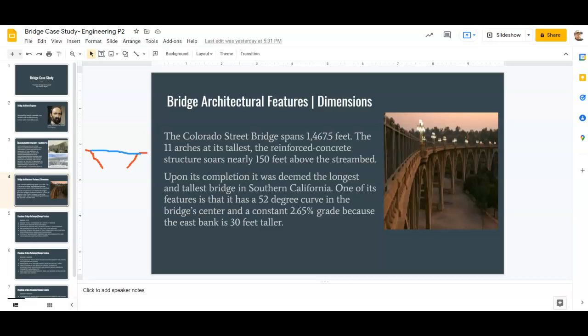And so 2.65 grade is gradual. It's very gradual. And so you don't even feel it when you're driving through there. It's not very steep at all. But the east bank is 30 feet taller than the west bank. And anyway, just thought you'd like to have a little of that information. Let me just go ahead and erase that.